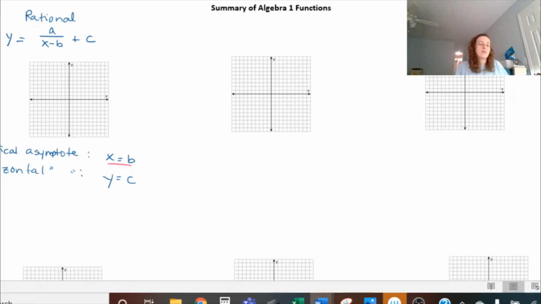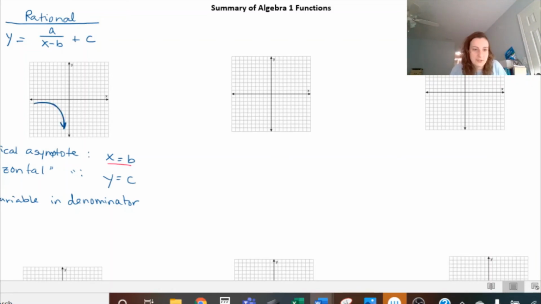And what makes a rational function is that the variable has to be in the denominator. Variable in denominator is what makes it special, okay? I do want to finish this sheet here so you have a nice summary of all of the functions that we've learned in Algebra 1, okay? You're going to be expected to be able to identify these from the pictures of their graphs.